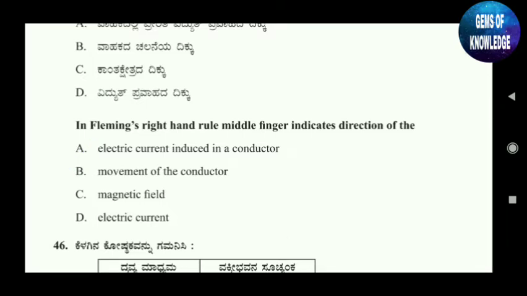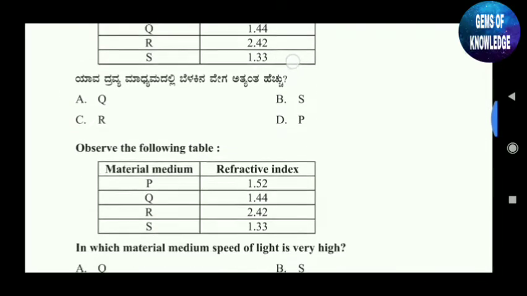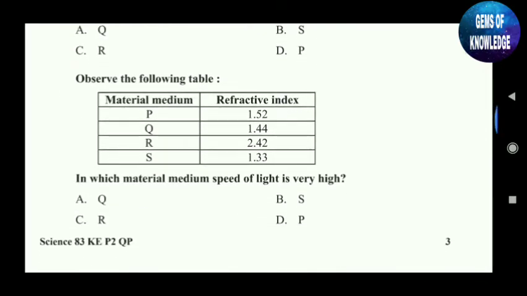Okay, next, moving to the next question, 46th one. So you can see, observe the following table. The question is given, you have to observe the following table. So here they have given material medium and a few materials, and in front of those materials they have given the refractive index of each material. Okay, so the question here is, in which material medium is the speed of light very high? So we have to tell the speed of light is very high in what?